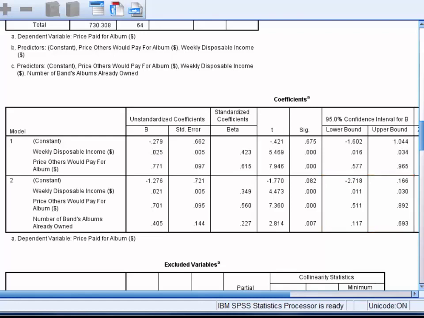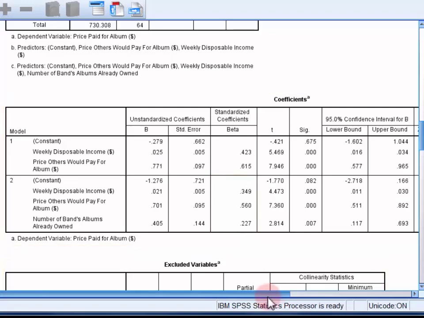Now, in addition to the unstandardized coefficients, there's also a set of standardized coefficients called beta. These indicate the standard deviation change in the criterion associated with a 1 standard deviation change in the relevant predictor, whilst controlling for any other predictors in the model.